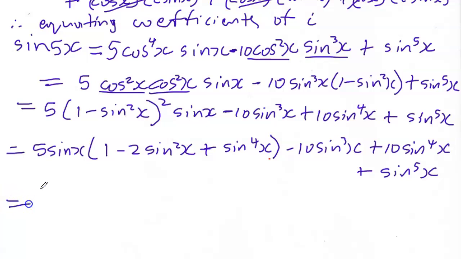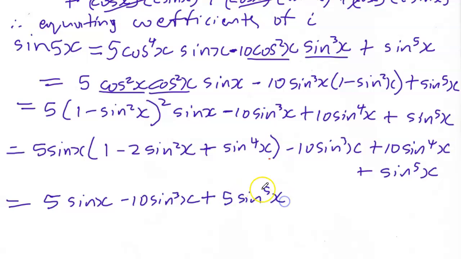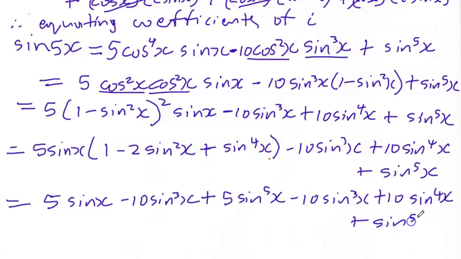Alright, let us expand. So 5 sine x times each term in the bracket. So we end up with 5 sine x, and 5 sine x times that, that's minus 10 sine cube x, and 5 sine x times that, that's 5 sine to the 5th power x, minus everything else again. So minus 10 sine cube x plus 10 sine to the 4th power x plus sine to the 5th power x. Let's just group the like terms we have now.